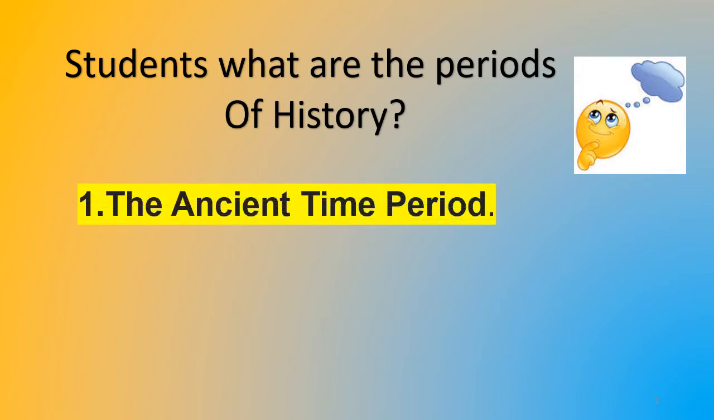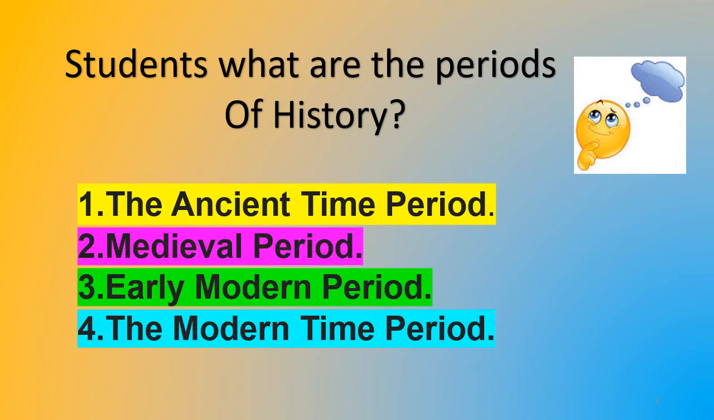Number 1, the ancient time period. Number 2, the medieval period. Number 3, early modern period. And number 4, the modern time period. So all these are the periods of history. The ancient time, then comes the medieval period, then comes the early modern period, and now the modern time period.